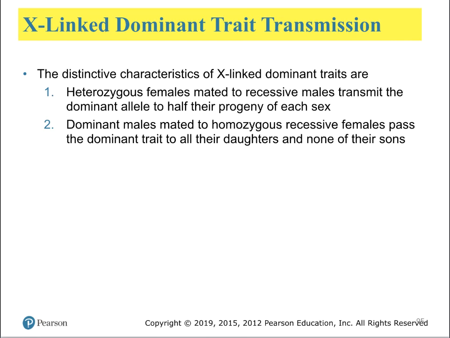Some alleles function in a dominant fashion. X-linked dominant traits are known, and when we study them, we find some distinctive characteristics of that type of transmittance too. One rule is that heterozygous females, big A, small a, when mated to a recessive male, small a, transmit the dominant allele to half their progeny of each sex equally. However, if dominant males, big A, are mated to homozygous recessive females, small a, the females pass the dominant trait to all their daughters and none of their sons.